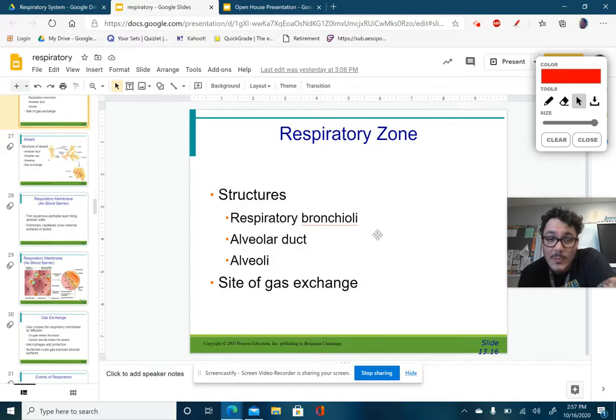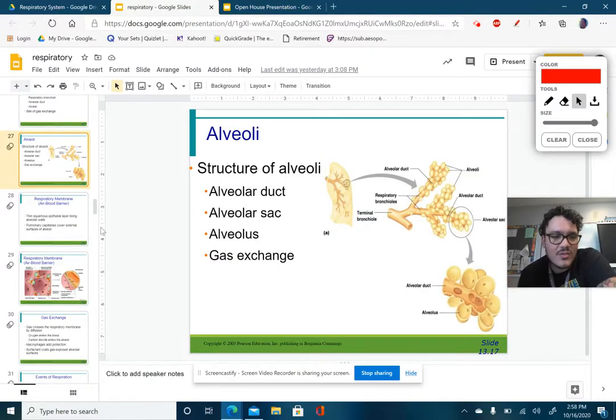This is what we call the respiratory zone. So these are the structures that allow for gas exchange. Honestly, I'm perfectly fine with just knowing that the alveoli specifically is where this stuff happens. Once again, this is the same stuff that we just saw.